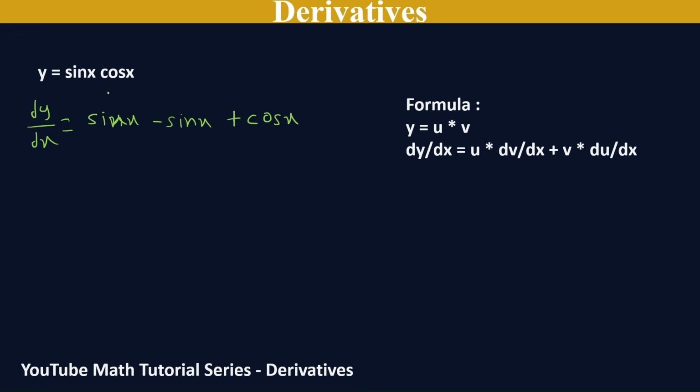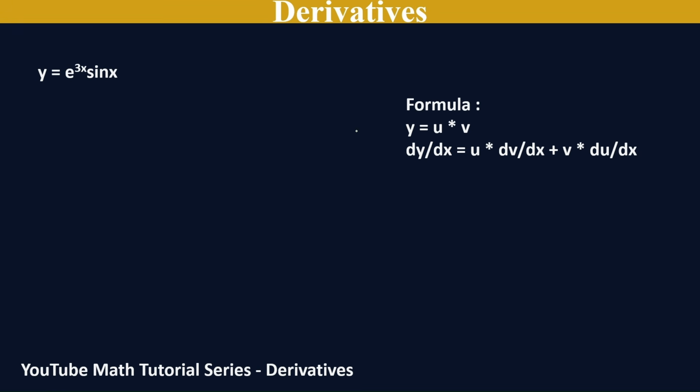into derivative of u, which is derivative of sin x is cos x, which is coming as minus sin square x plus cos square x. This is nothing but cos 2x, right? Cos square x minus sin square x is cos 2x. So in this case, derivative will come as cos 2x. Let's move on to the next question.